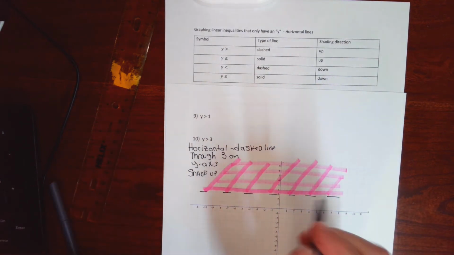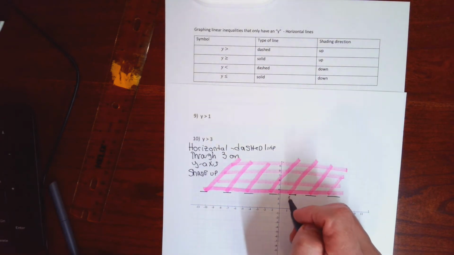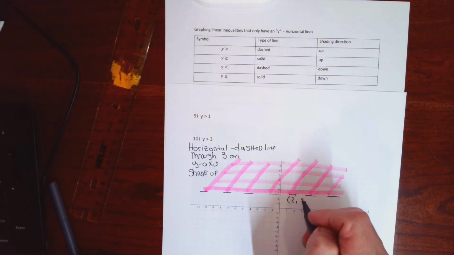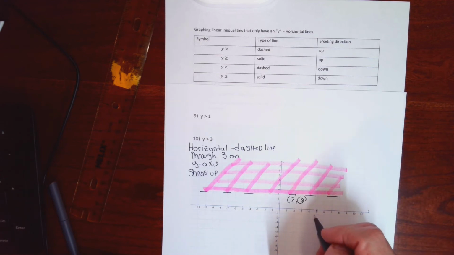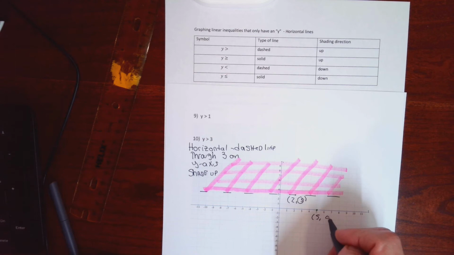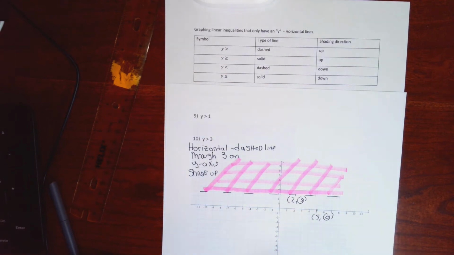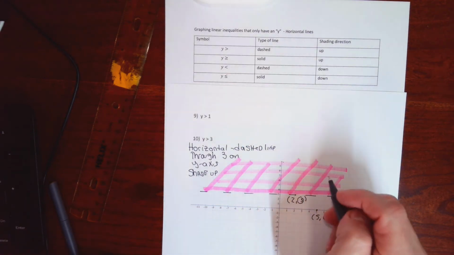It doesn't include any point on the line. Doesn't include like the point (2, 3) because its y equals 3. Doesn't include like the point (5, 0) because its y is less than 3, but it includes every point above the line.